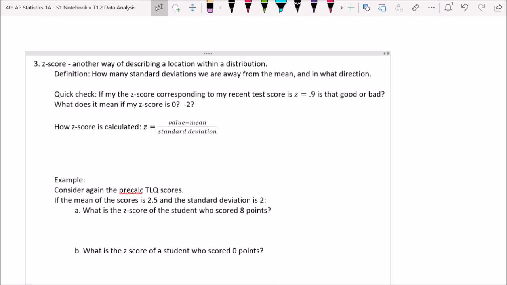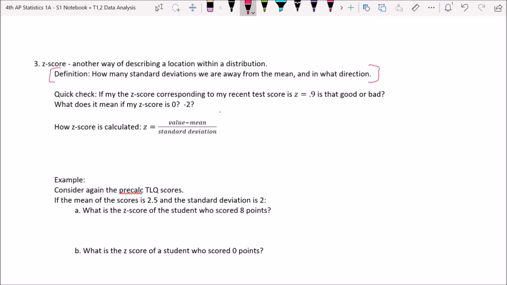Now on to z-scores. Z-scores are another way of describing location within a distribution. And really all it says is how many standard deviations you are away from the mean, and in which direction. Okay, so that's what this says here. So let's take a quick look.